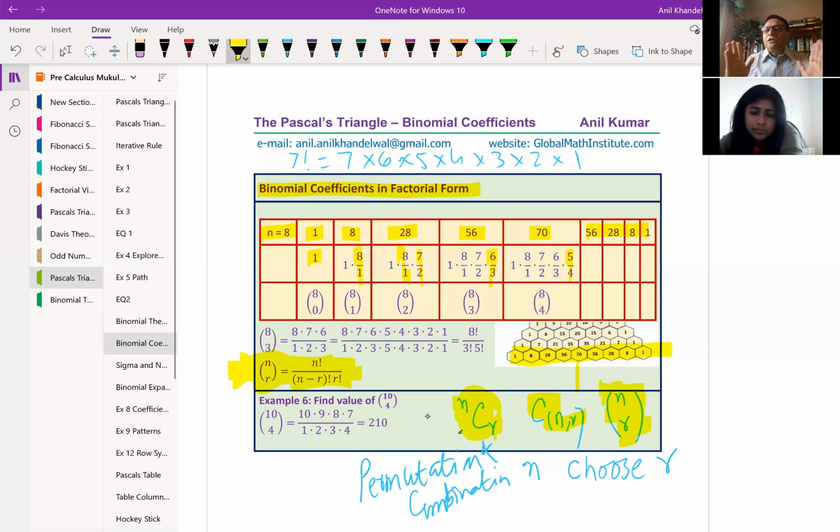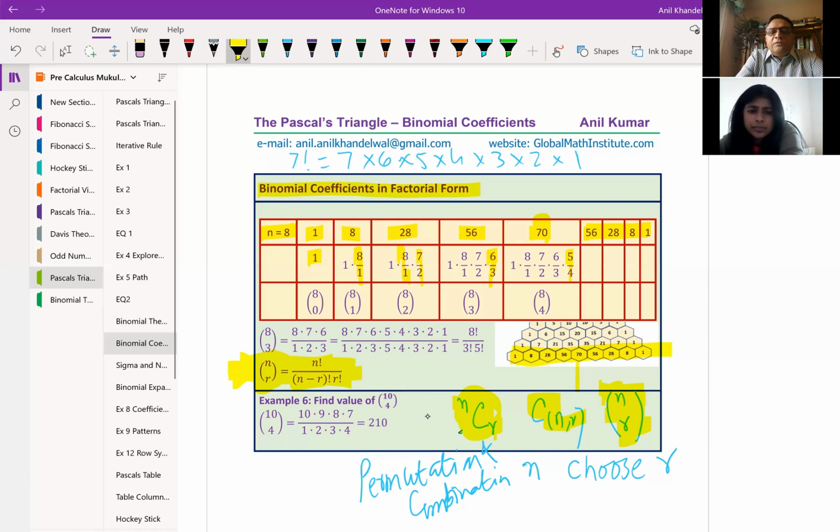9 terms means an odd number of terms. So you have a maximum and then it'll taper off, right? You have a maximum value of 70, and you can now write those 56, 28, 8, and 1 to get the rest of the numbers on the right-hand side. But see how easy it is to calculate your numbers.